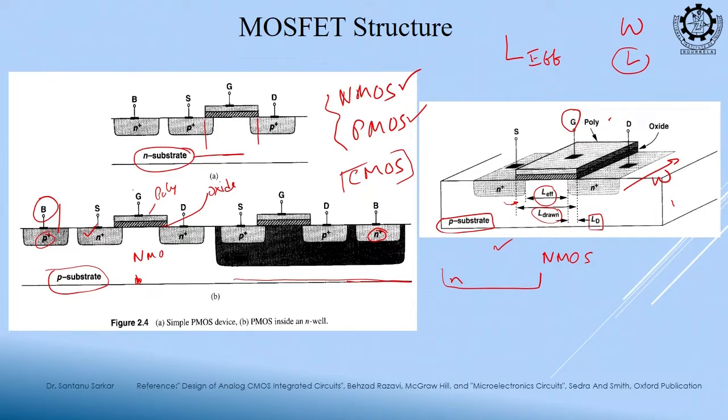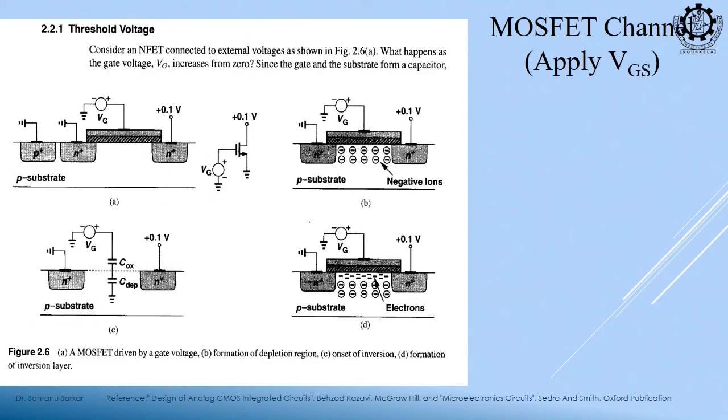Okay. Rest of the procedure is same. So, that is what is our structure. Now, let us apply a voltage, that is VGS. So, what is the first step? First step is substrate is grounded.